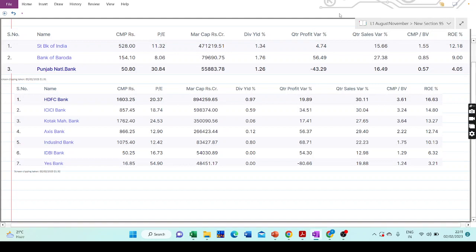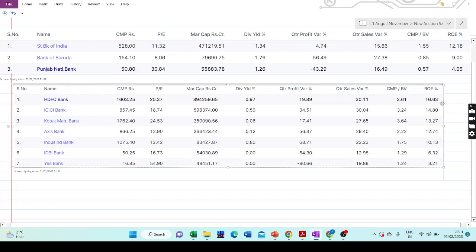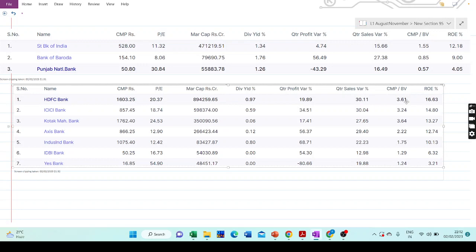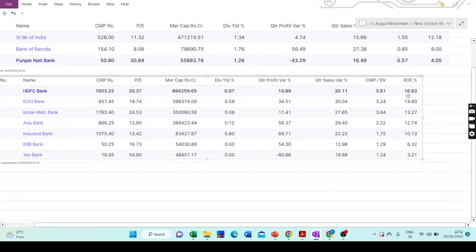Now guys, look at private sector banks. HDFC, ICICI, Kotak, all these are private sector banks. You can see that HDFC Bank has the highest ROE, and that is why it has the highest price to book value. Guys, can you see this please? Yes, sir. It has the highest ROE, and that is why it has the highest price to book value. Right? Investors are willing to pay. Guys, please interpret 3.61. Please interpret the price to book value of HDFC Bank.